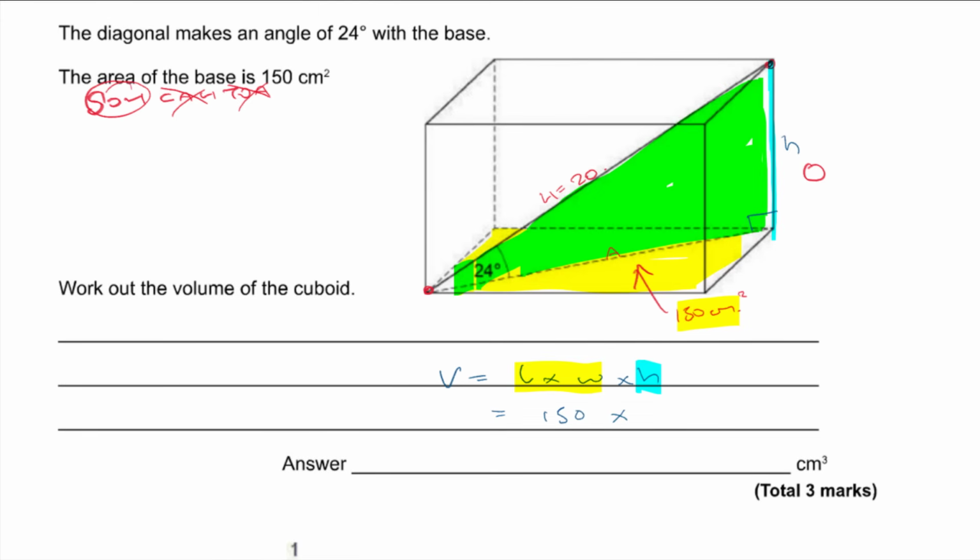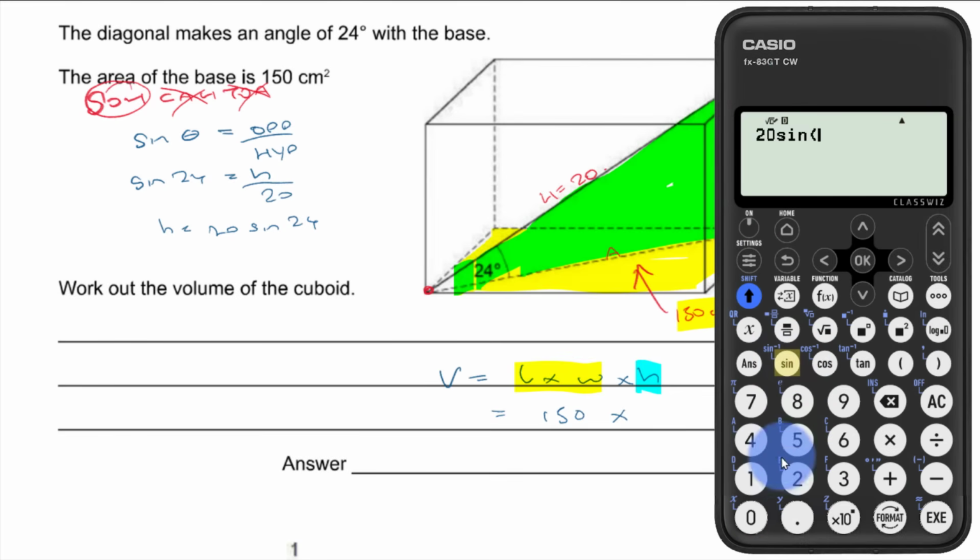Okay, so putting in the things that we know into the formula. Sine theta is equal to the opposite over the hypotenuse. So the sine of 24 is equal to H, the height of my cuboid, divided by the hypotenuse, which was 20. Rearranging, the height is equal to 20 sine 24, and tapping that into the calculator. 20 sine 24 comes out to be 8.13 and change, equals 8.13.